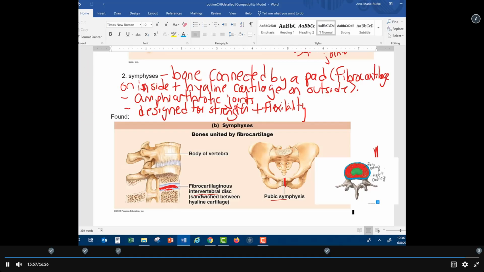Now remember that there's a lot of collagen in these discs. Fibrocartilage has lots of collagen. And as a result, these are pretty strong joints. However, there's a little bit of flexibility. Now, if you look at the pubic symphysis, you've got all the weight of your body pushing down on this joint, so it's got to be strong. It does allow a tiny bit of movement, hence amphiarthrotic.